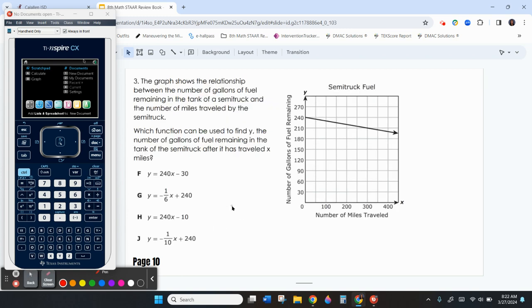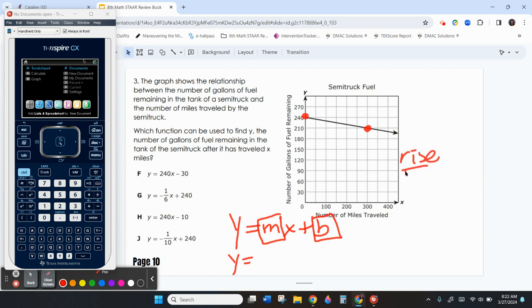Problem number 3. The graph shows the relationship between the number of gallons of fuel remaining in a tank of a semi-truck and the number of miles traveled by the semi-truck. Which function can be used to find y, the number of gallons of fuel remaining in the tank of the semi-truck after it has traveled x miles? So here we're trying to figure out our equation, y equals mx plus b. We need to find first the slope, and then we also need to find our y-intercept. Our slope, you can see that it starts at 240. We're going to look for another nice perfect point, which is over here.